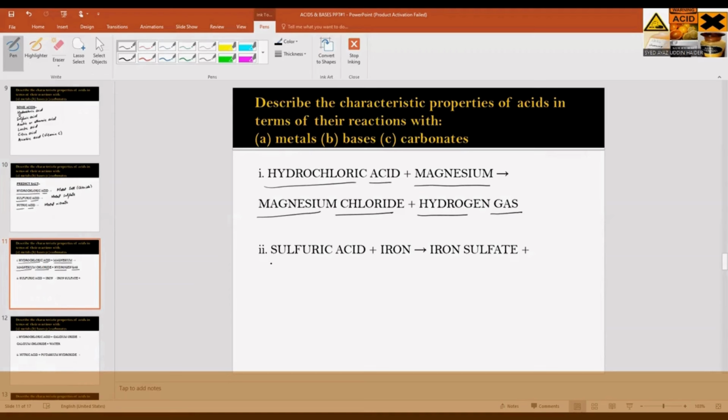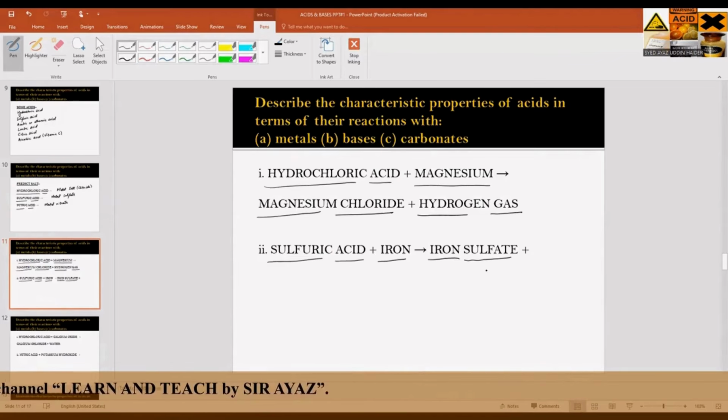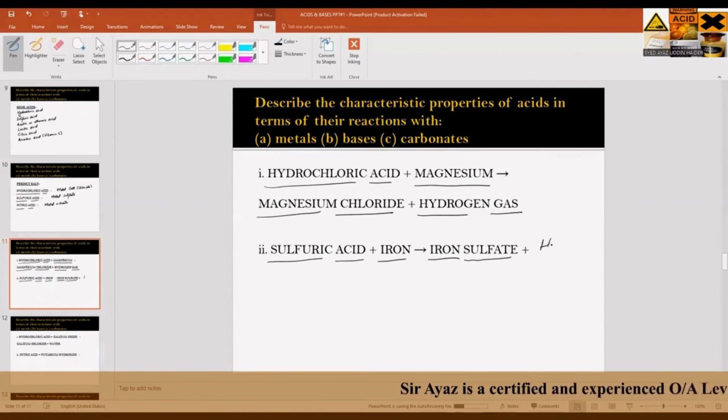The next reaction is between sulfuric acid plus iron. One of the products is iron sulfate. Can you predict the name of the other product? It is hydrogen gas.